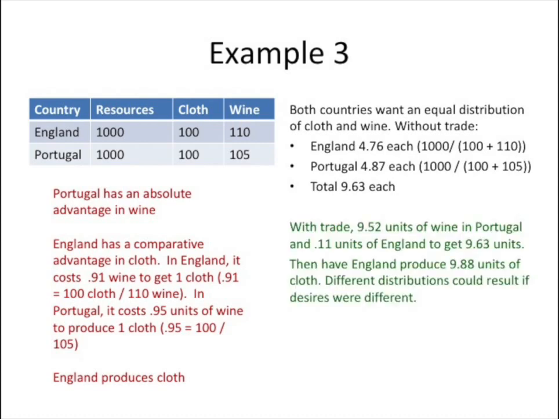Now we're going to give an example where wine, 9.52 units of wine is produced in Portugal and another 0.11 units in England to get our 9.63. We've done all our wine production. England's going to then produce 9.88 units of cloth. We have more cloth than without trade. So we are better off. And again, we can change the distribution and both countries will be better off.